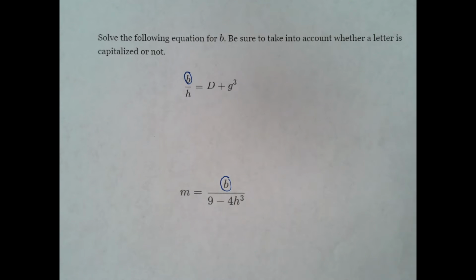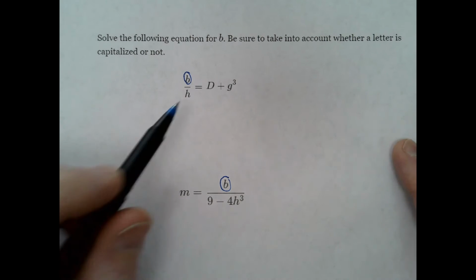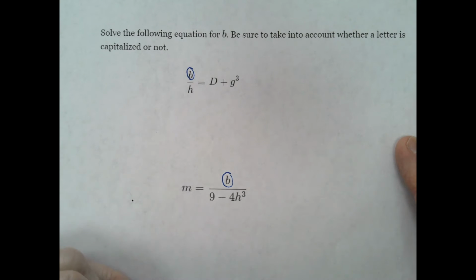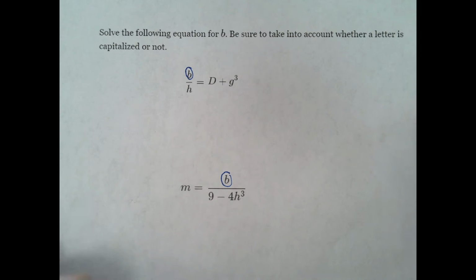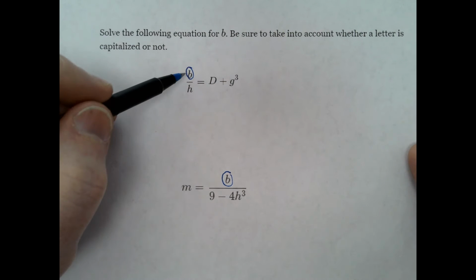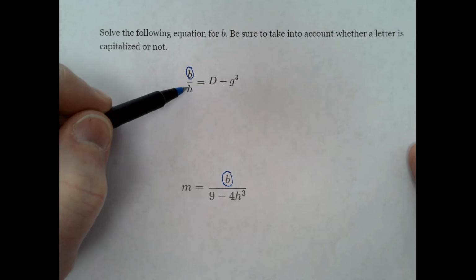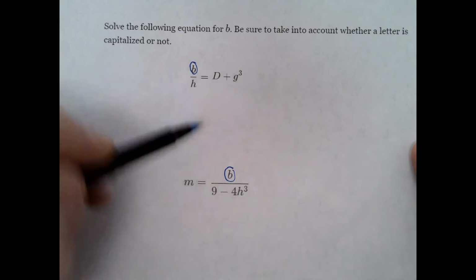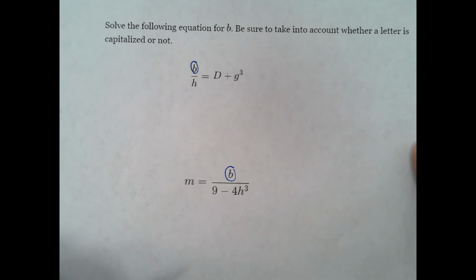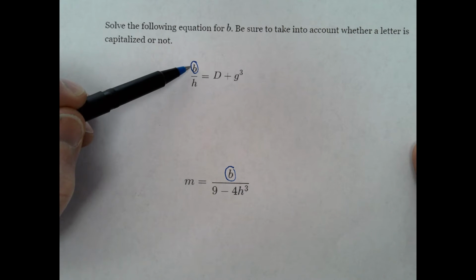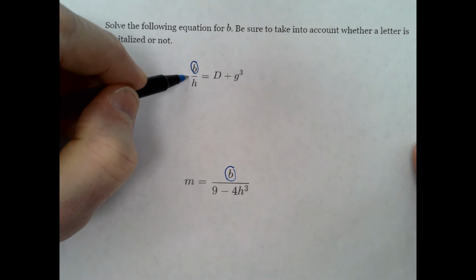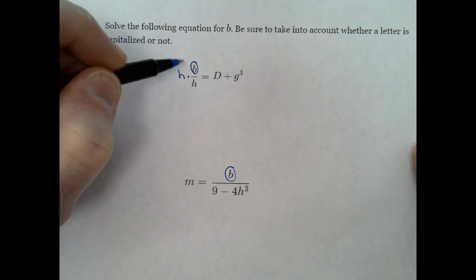Now I'm trying not to freak out about all these other letters in here. That gets pretty freaky, so I'm trying to be real careful here. What I recognize is that B is being divided by H. Now if my goal is to get B by itself, I need to undivide by H. So how do I undivide by H? Well, I multiply by H. That's going to cancel them out.